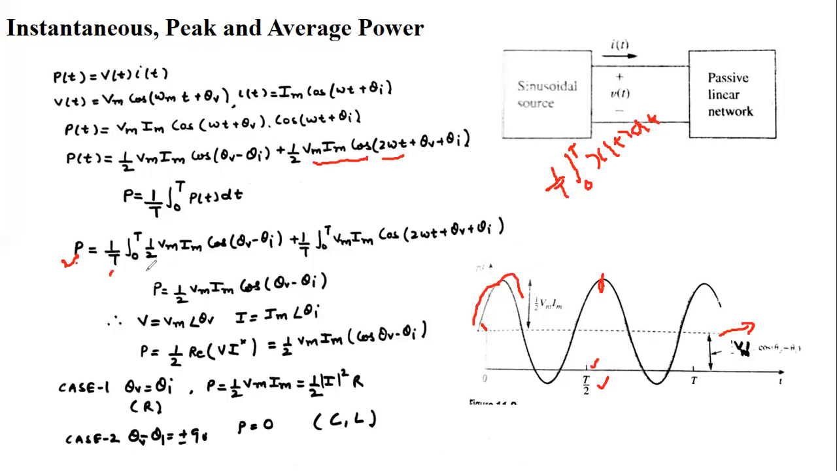So this is 1 upon T, integral from 0 to T of the first term with dt, and the second term, that is half Bm Im, we have forgotten the 2 here, so this is Bm Im by 2 cos(2 omega t plus theta b plus theta I) into dt. So in the first term all terms are constant, so the dt integral value is T, and this T will cancel with the T, so the term becomes half Bm Im cos(theta b minus theta I).